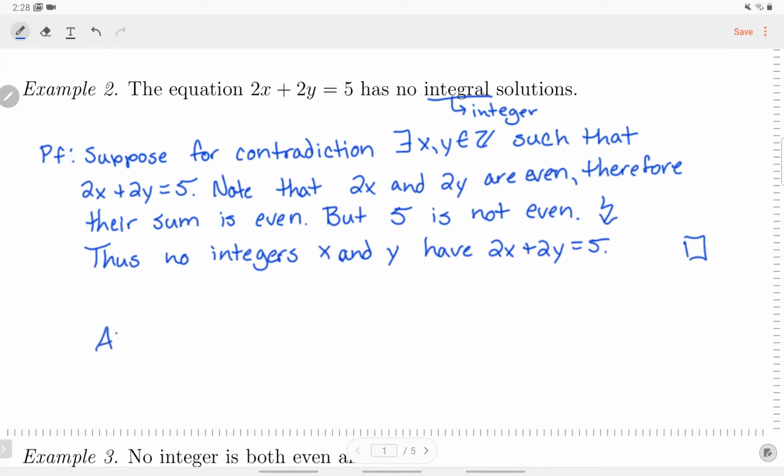And again, if you wanted the alternate, I'm not going to write it out, but you would divide both sides by 2 and you get x plus y equals 5 halves. And this side's an integer and this side's not an integer, so that is a contradiction. Okay, that'd be another way to get the contradiction. Any questions on that? All right. Let's do the next one.